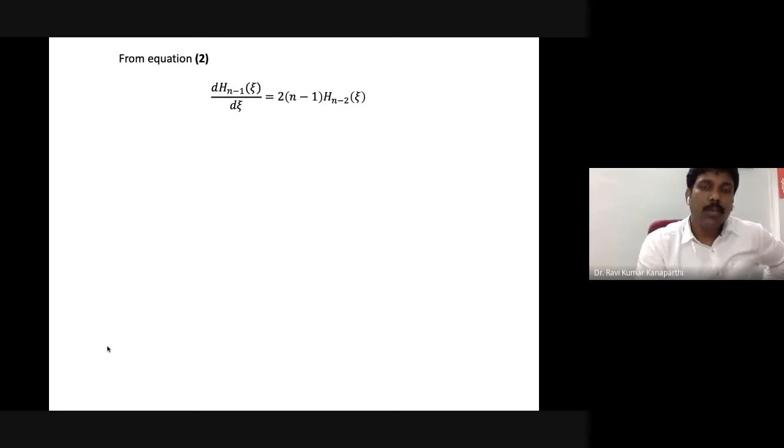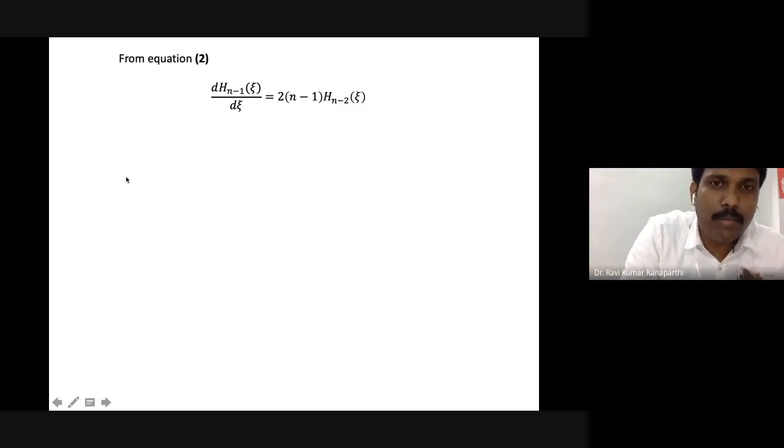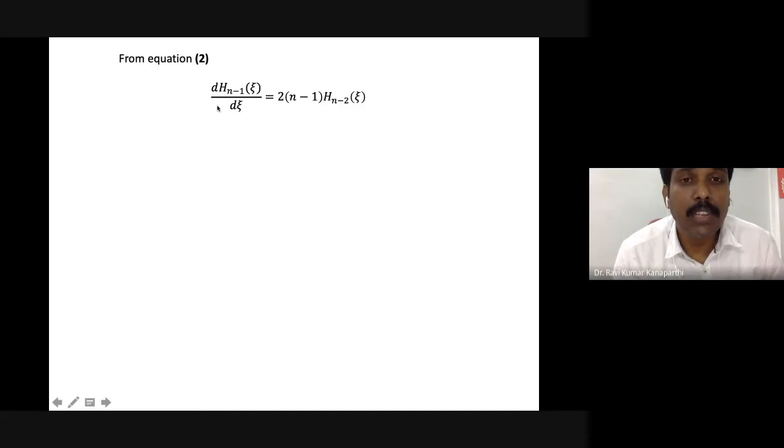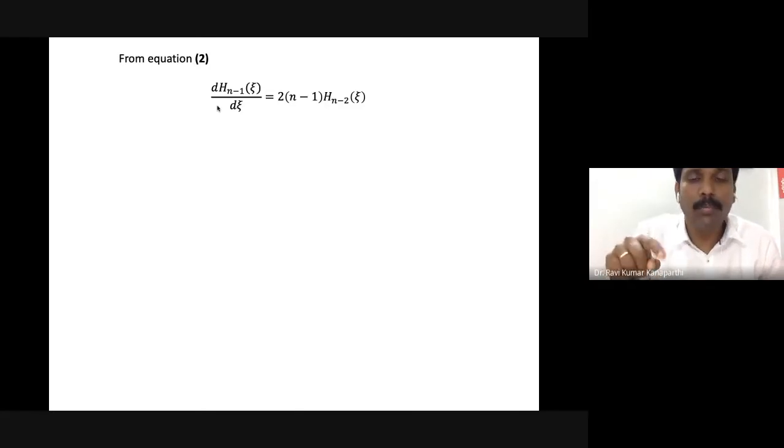Now, I just wanted to evaluate not dHn, but instead I want dHn minus 1 of z. That means wherever there is an n, we have to substitute n minus 1 in equation number 2, right? So I can substitute in equation number 2. I want to evaluate what is dHn minus 1 of z. Equation 2 actually is dHn of z in terms of Hn minus 1 of z.